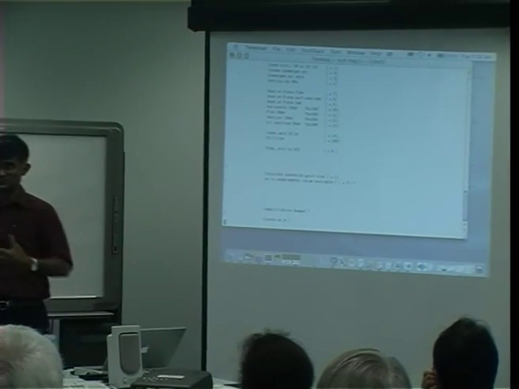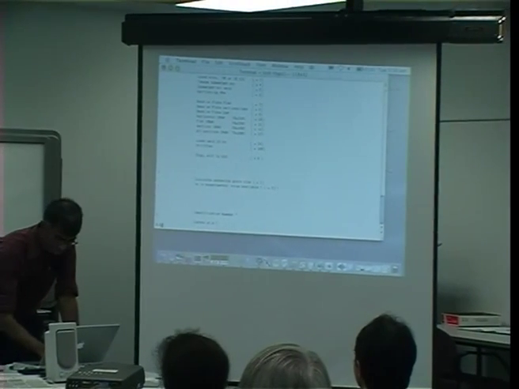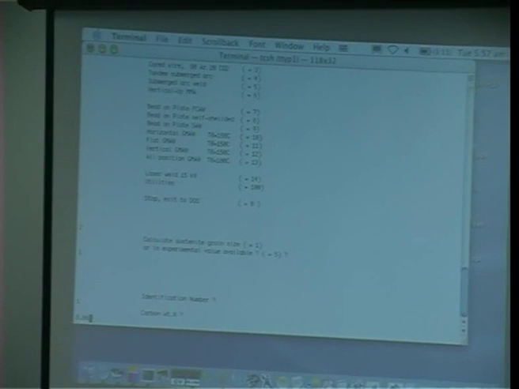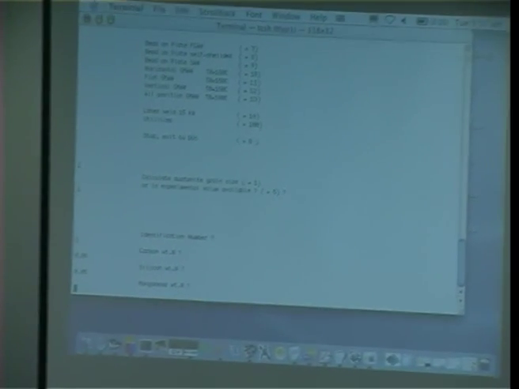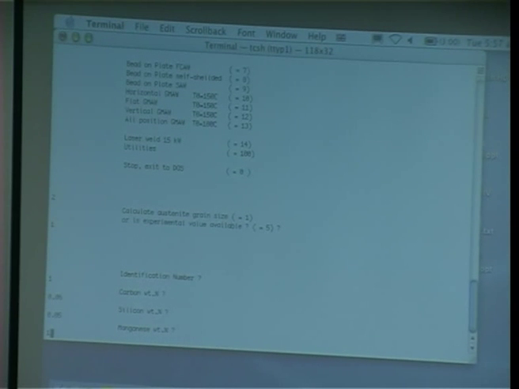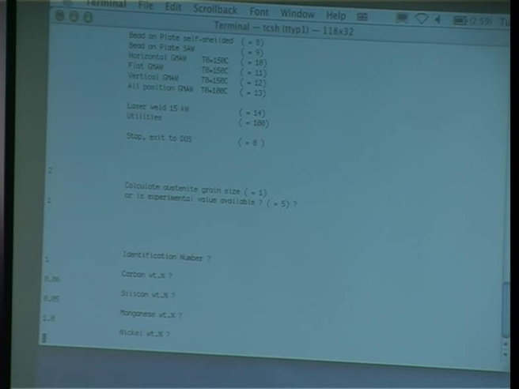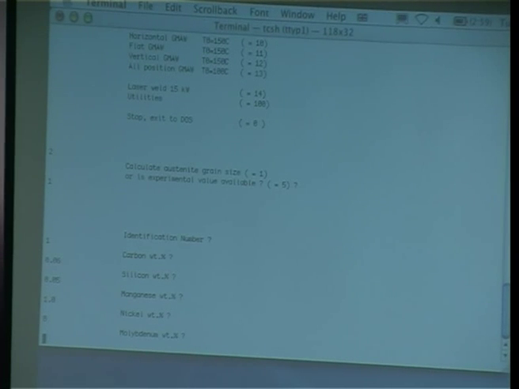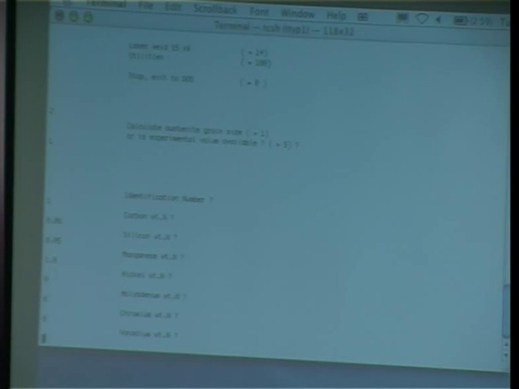Right, so I'm going to ask you a whole series of questions about the chemical composition now. So carbon? 0.05, 0.06. Make up your mind? 0.06. Okay. Silicon? 0.45. Manganese? 1.4. Silicon was 0.45, right? Okay, I'll change it. We'll get an opportunity to change that. Nickel? No nickel. Molybdenum? No molybdenum. Chromium? No chromium. Vanadium?